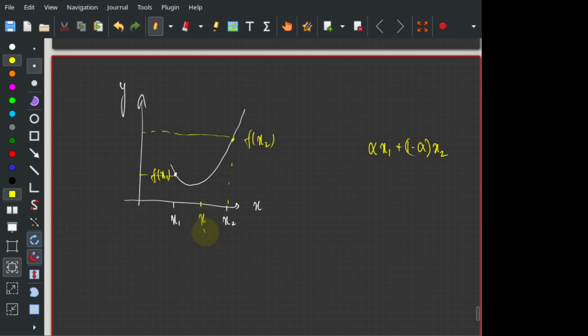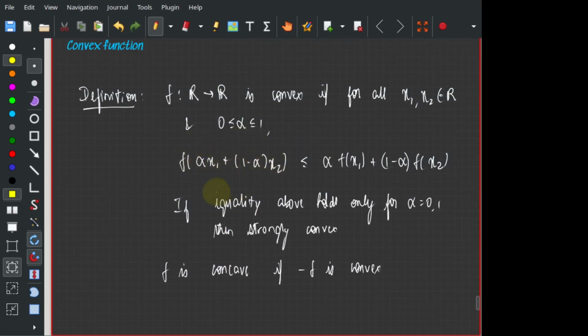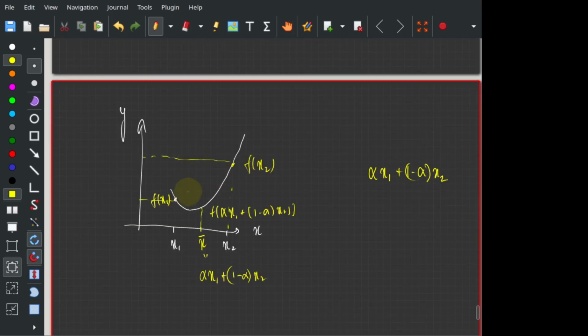let me call this x bar, equal to alpha x1 plus 1 minus alpha x2. The value of f at this point is f of alpha x1 plus 1 minus alpha x2. Great. So that is what I have on the left hand side. This is the y value at this particular point, which is what I have on the left hand side of my definition.